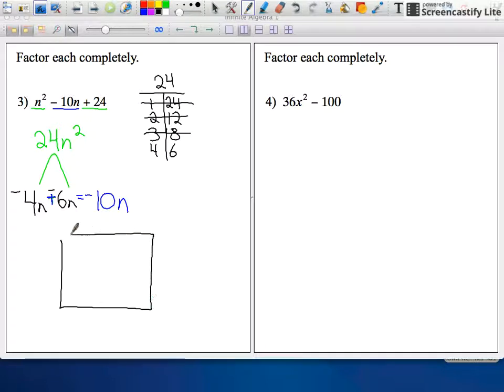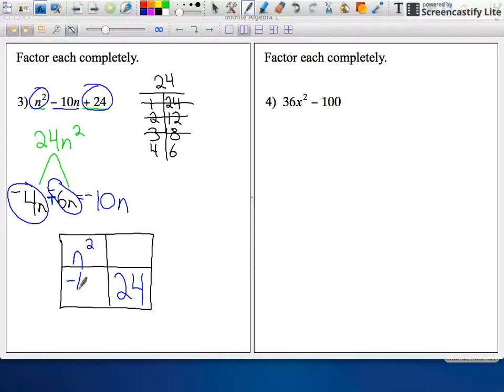I start my box. And I've seen a lot of people today having trouble remembering where to get the pieces, okay? Our n squared and our 24 go directly in the box. Our negative 4n and our negative 6n are the other pieces. Look, this negative 10n, we split it up right here into a negative 6 and negative 4. So that's where those other two pieces come from. It's essentially just our original polynomial, except we split up that middle term.